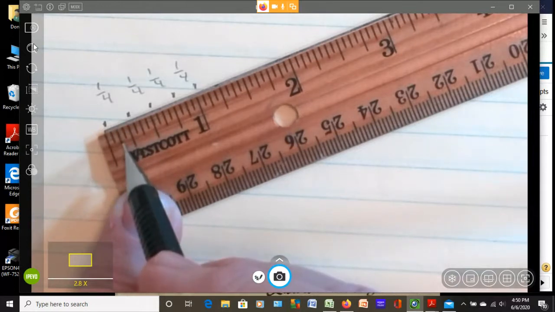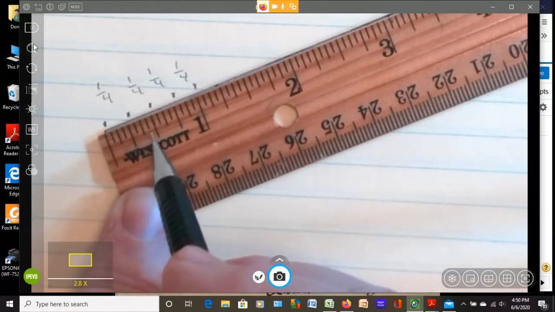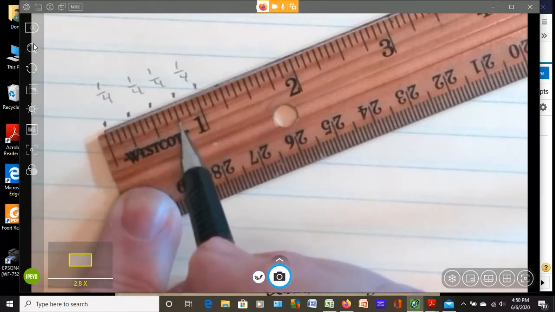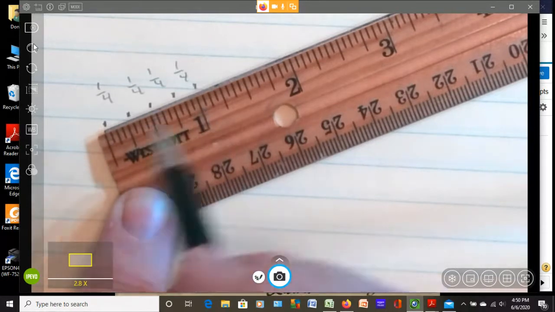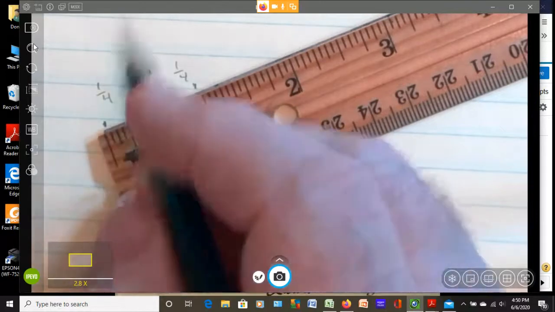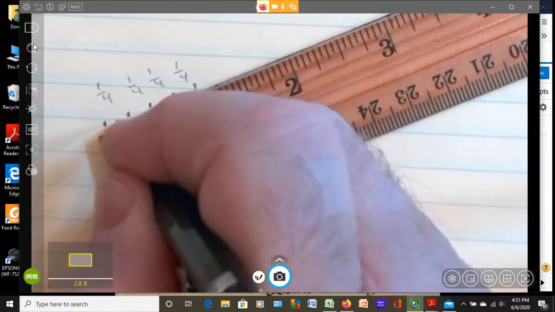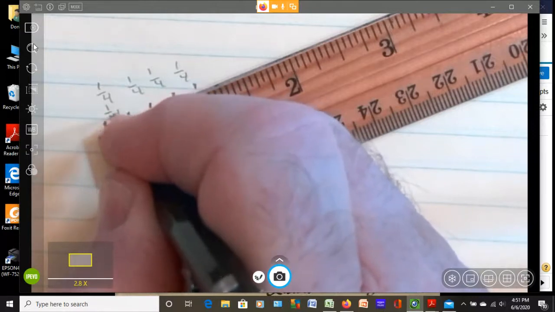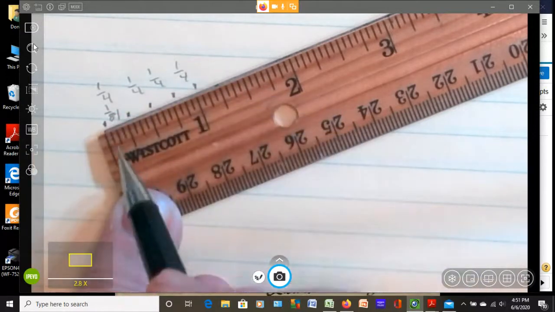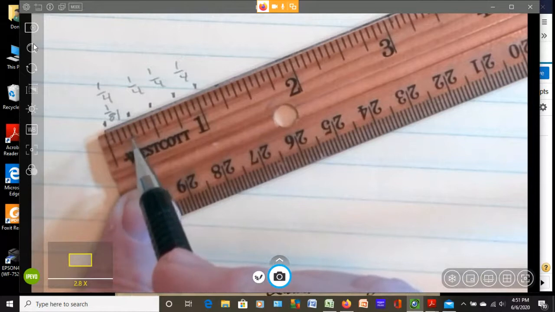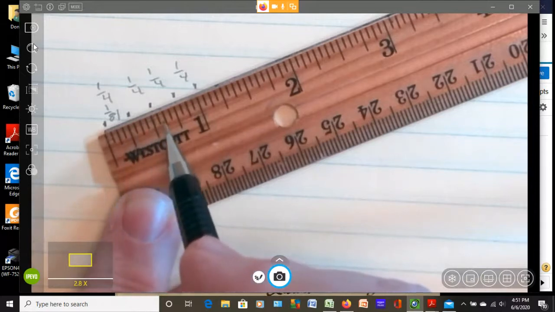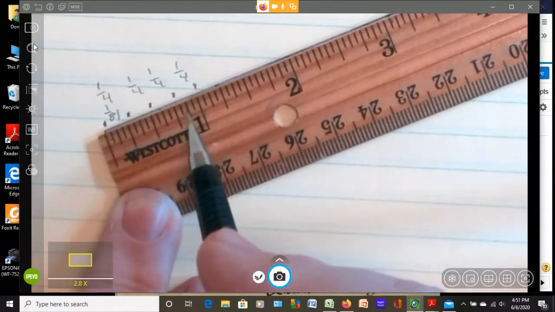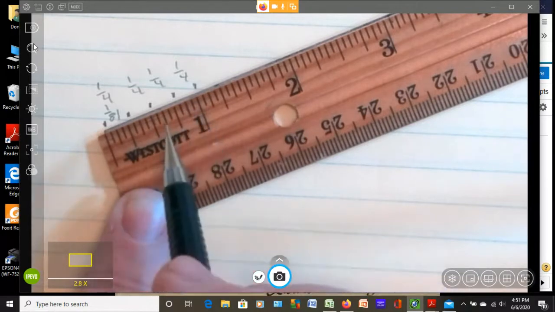Now let's jump to this one. Notice right here, here's the next one I'm going to use. 1, 2, 3, 4, 5, 6, 7, 8. So each of these, and I'm going to have trouble writing some of this, but each of these is 1/8, 1/8, right? 1/8, 2/8, 3/8, 4/8, 5/8, 6/8, 7/8, 8/8.